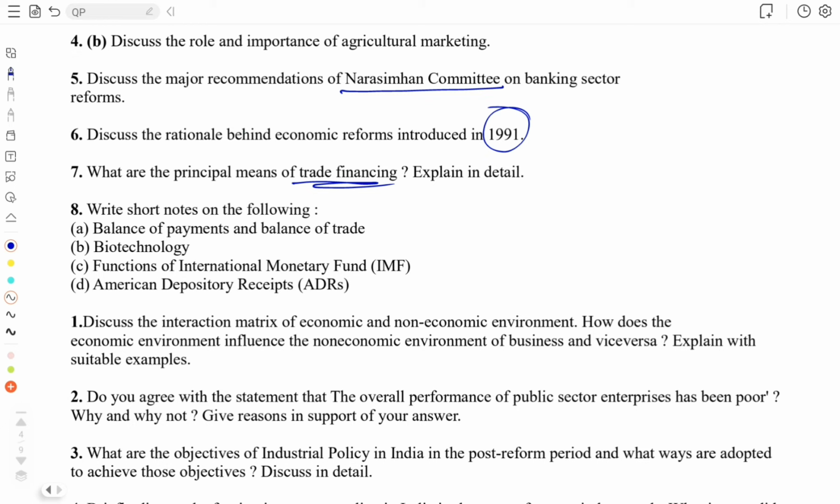If exports are greater than imports, then we'll have a positive balance of trade, and it will result in a BOP, that is balance of payments, surplus. And if exports are lesser than imports, then we'll have a negative BOT, that is, it might lead to a deficit in our BOP. So that is BOP and BOT.